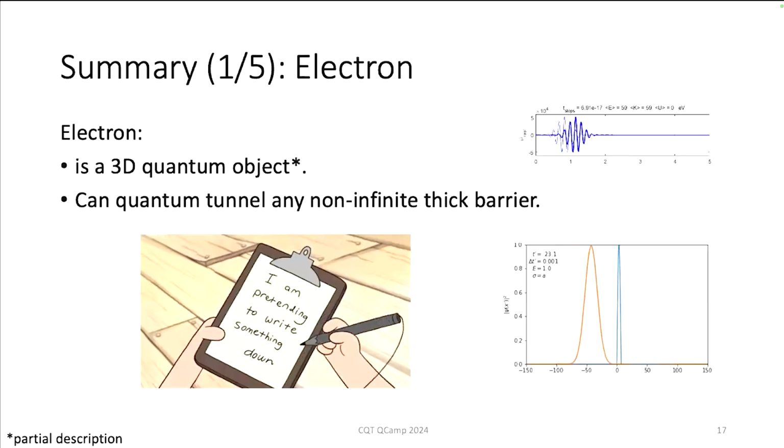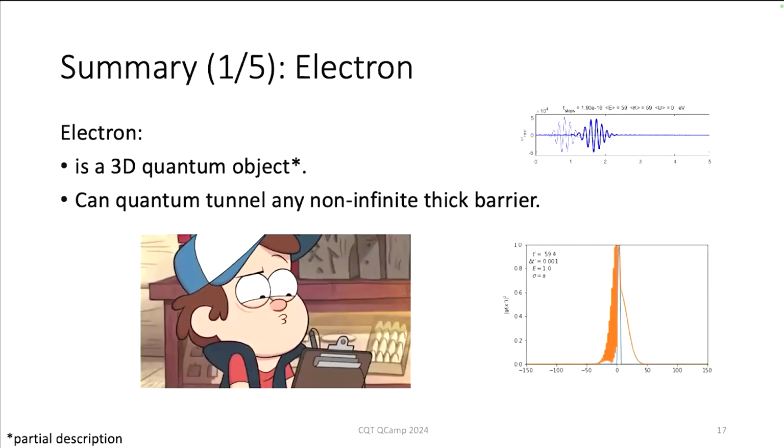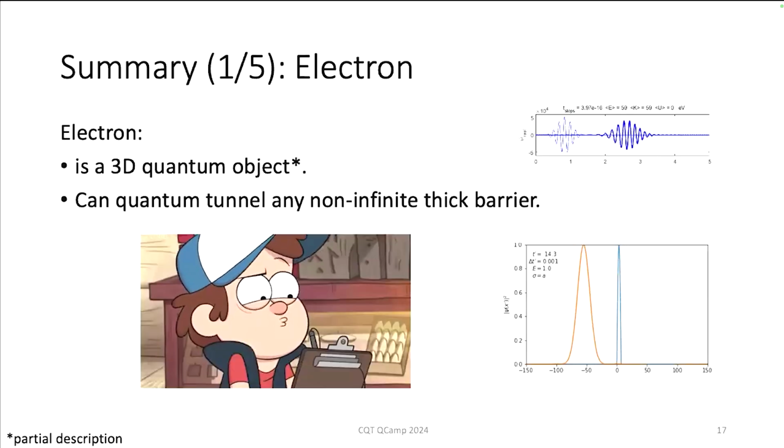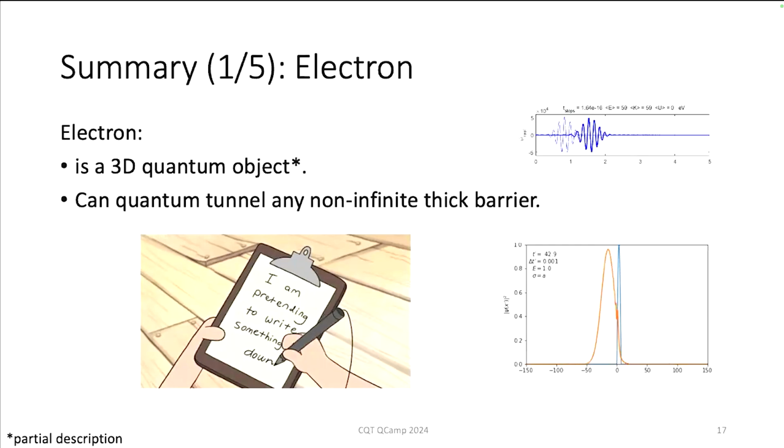So in summary, the electron is just a 3D quantum object. Okay, I put a star because of partial description. You will know why later. And the electron can actually quantum tunnel through any non-infinite peak. Non-infinite basically meaning that the potential is not an infinite barrier that the electron cannot pass through. So for any finite barrier, there's a chance that the electron can actually quantum tunnel through.